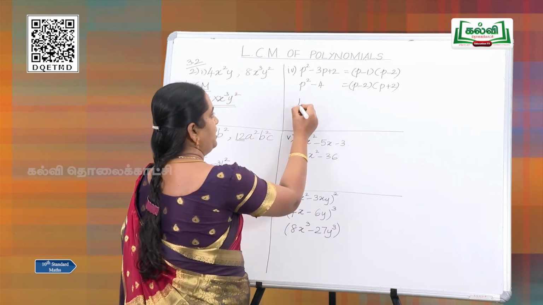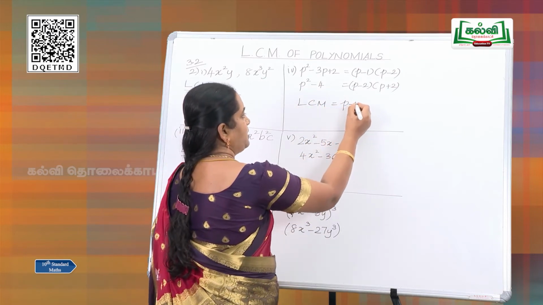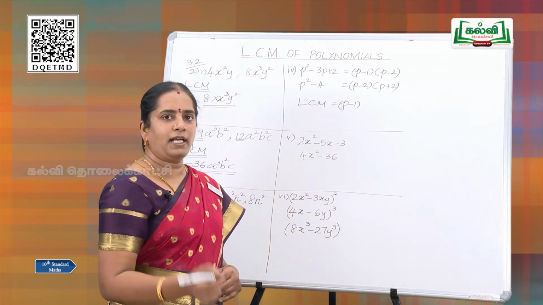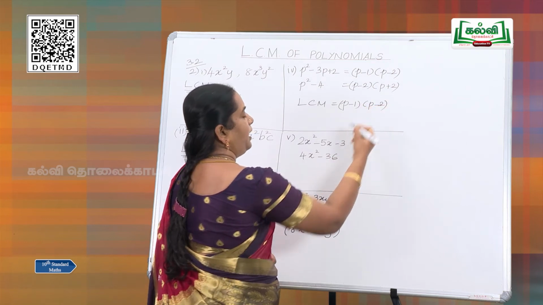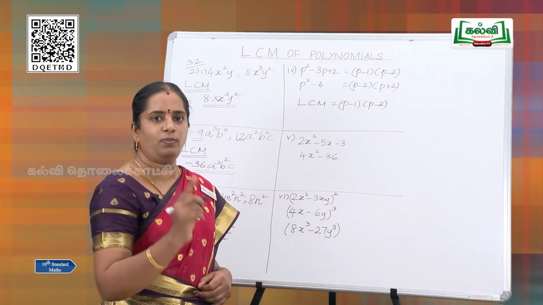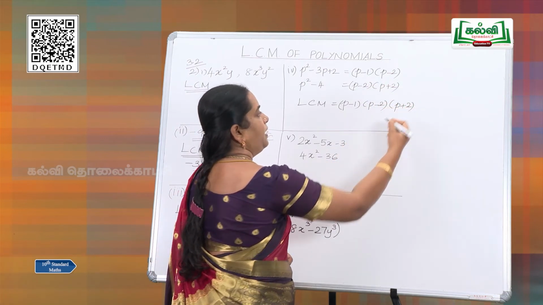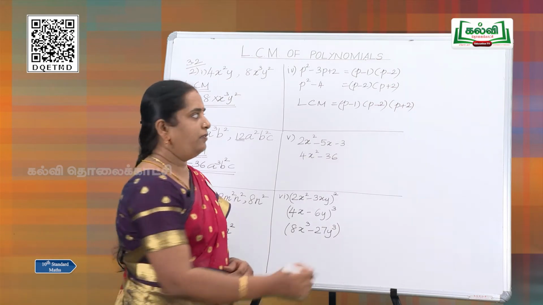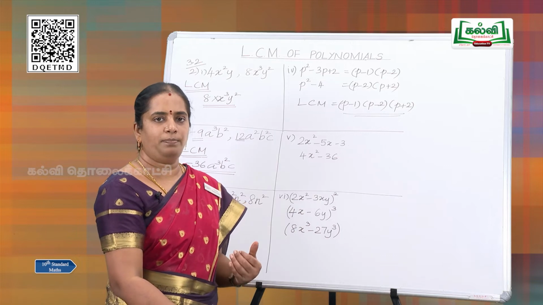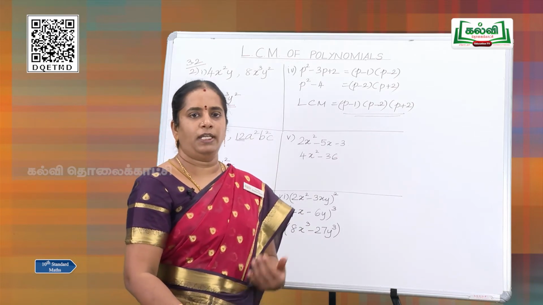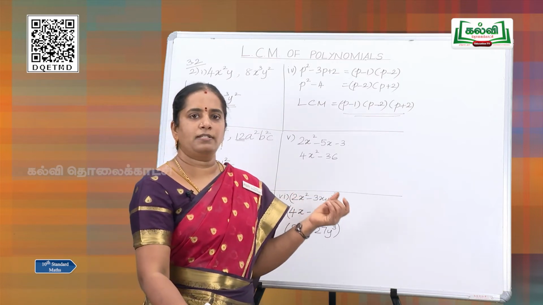We have to take the factors and their highest power. So, the LCM of these two polynomials: p minus 1 is one of the factors here, and it has the highest power as 1. Then p minus 2 is here, also having highest power as 1 because only one factor is there, and p plus 2 has its highest power as 1. So, the LCM of these two expressions is p minus 1 into p plus 2 into p minus 2.